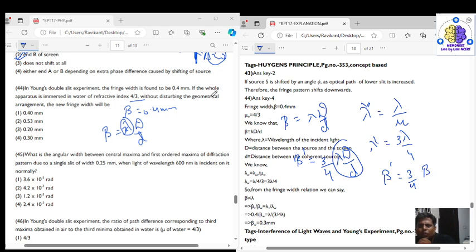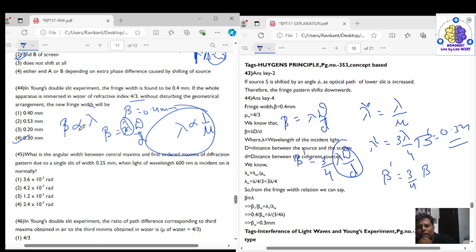And beta has been given to us as 0.4 millimeters. So beta dash will be equal to 0.3 millimeter, right? So we have 0.3 millimeters in our answer. Yes, we have 0.3 millimeters. That is option 4. So the correct answer for this question is option 4. The relation which we have used here is that beta is directly proportional to lambda, and lambda is inversely proportional to refractive index, right? So using these two relations, we get the new fringe width equal to 0.3 millimeters.